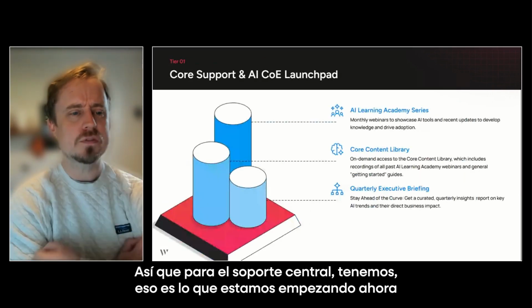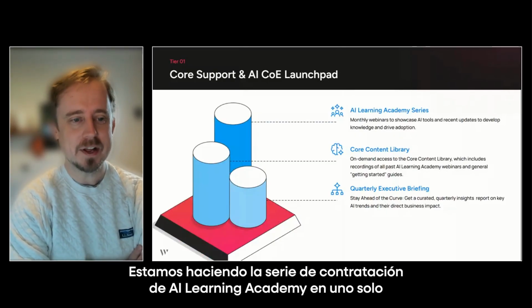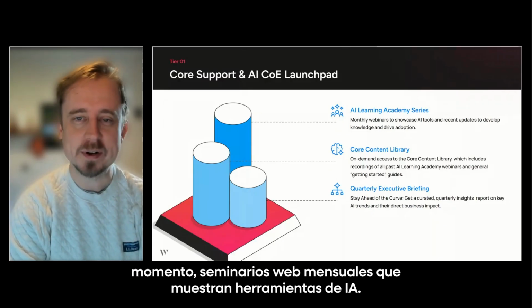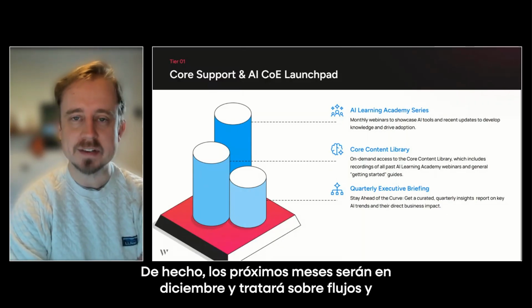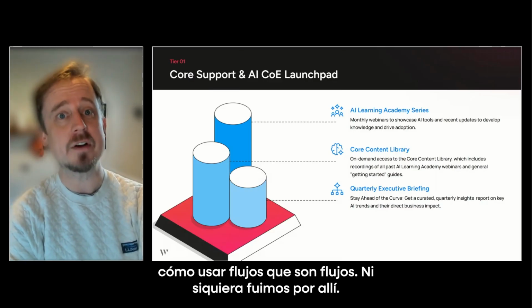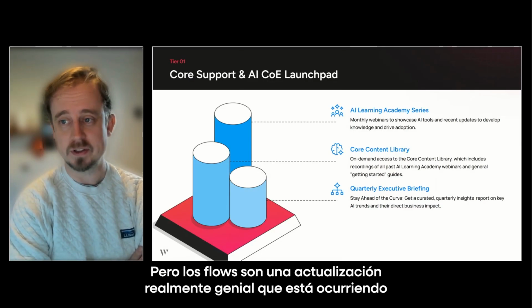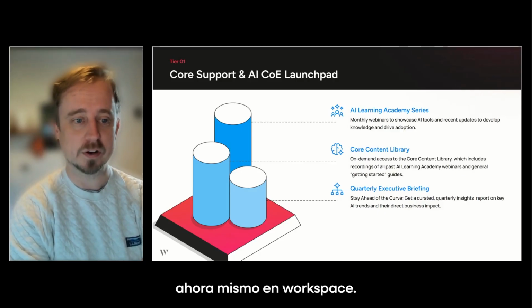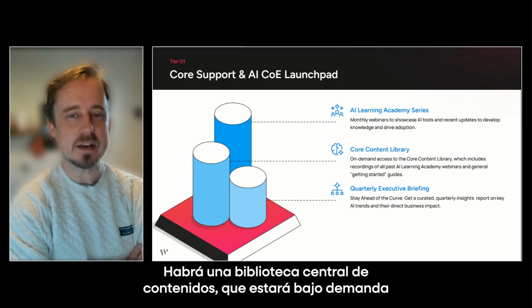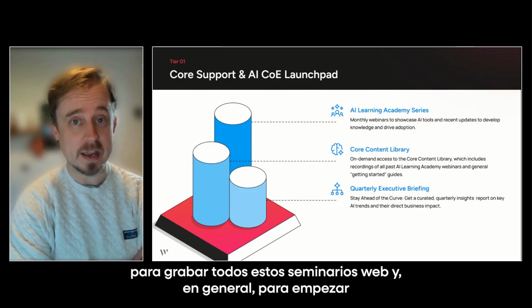For core support, that's what we're starting right now. We're doing the AI Learning Academy series. Hi, you're in one right now. Monthly webinars that showcase AI tools. In fact, next month's will be in December, and it will be on flows and how to use flows. Flows we didn't even go over, but flows are a really awesome update that is happening within Workspace right now. There will be a core content library, which is on demand recordings of all these webinars, and then general getting started with AI guides.